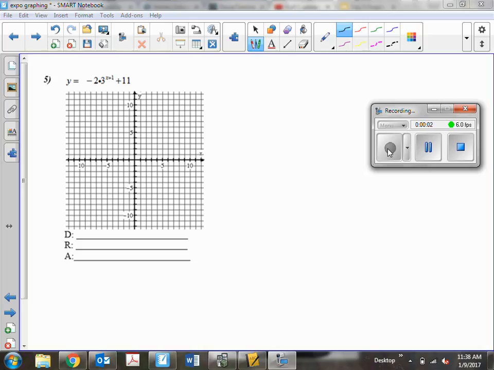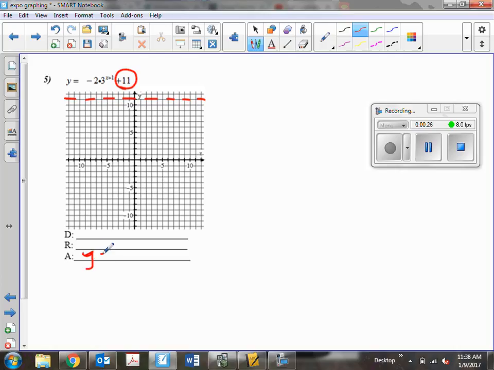To graph this one, we again identify where our asymptote is. Our asymptote is that K value, which is that 11. So at 11, I would draw my horizontal line. Remember, it's dashed, and I have to draw it because my calculator cannot. So the equation of my asymptote, because it's horizontal and at 11, I would say is y equals 11.